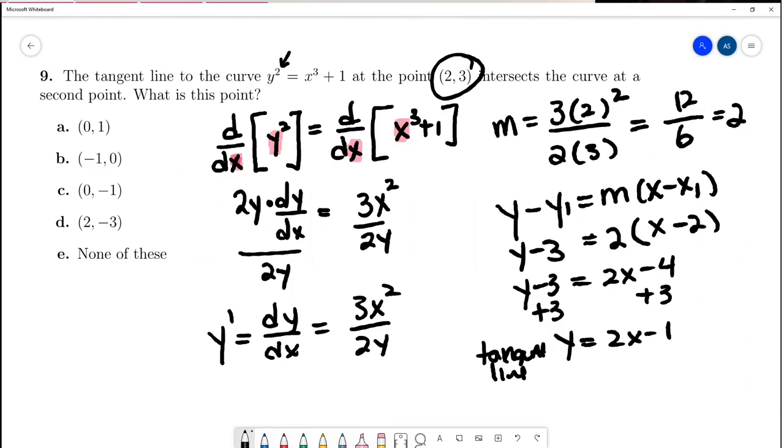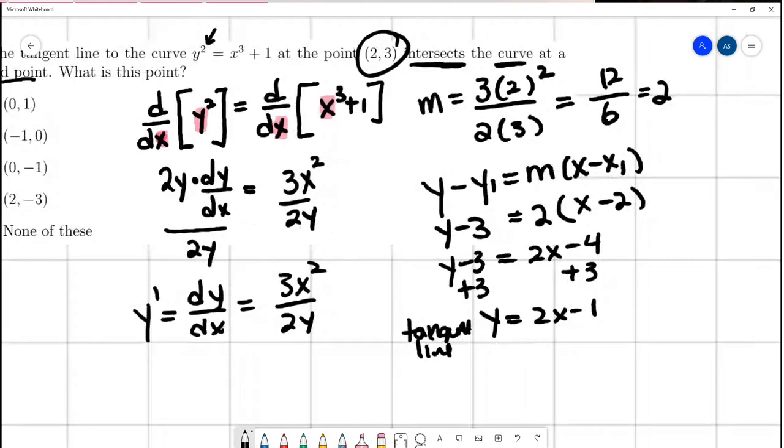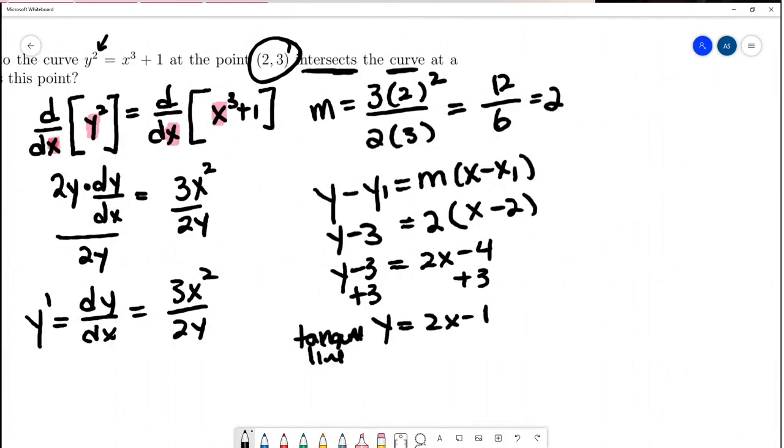Now, it says that this tangent line intersects the curve at a second point. So now I want to find the intersection between this tangent line and the curve we're talking about. So I'm looking for the intersection of y equals 2x minus 1 and y squared equals x cubed plus 1.